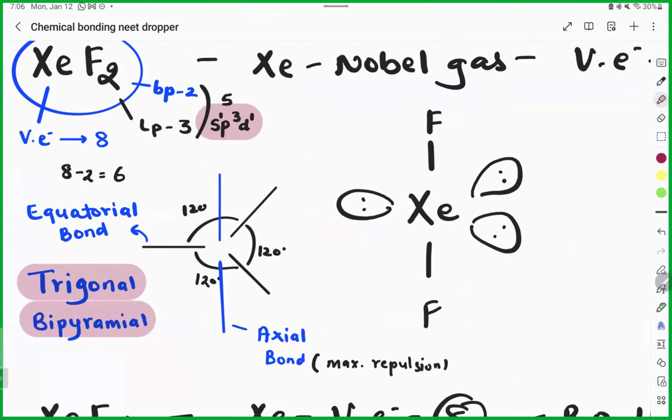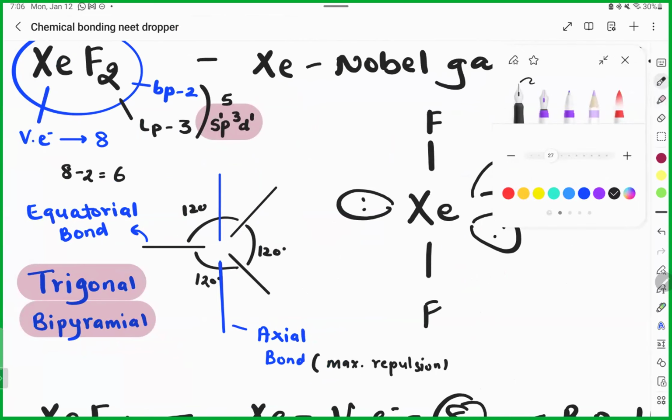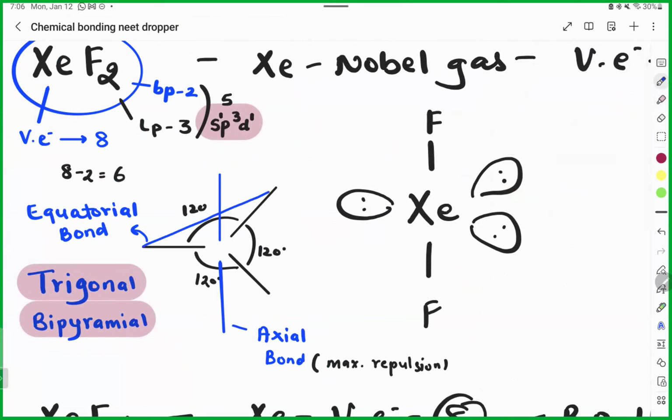So what happened? Logically, if there are 5 bonds, 3 will be triangular shape, as you can see here: 1, 2, and 3. It will be triangular shape. And one up and one below will be bipyramidal. Got it? Now in this case, there should be total 5 bonds. But how many are available? Only 2.